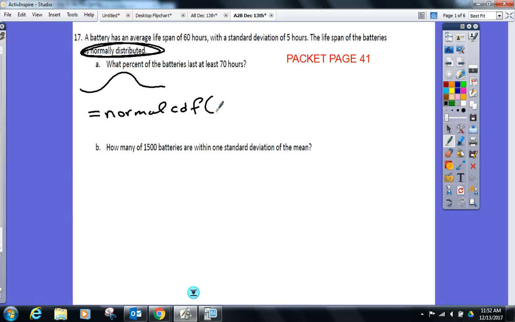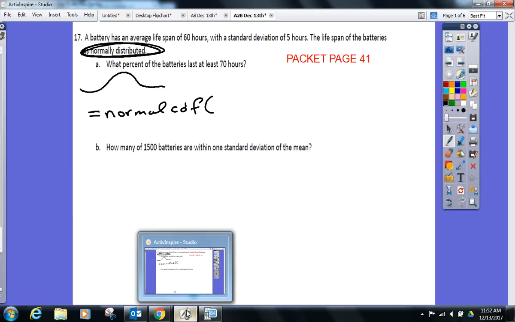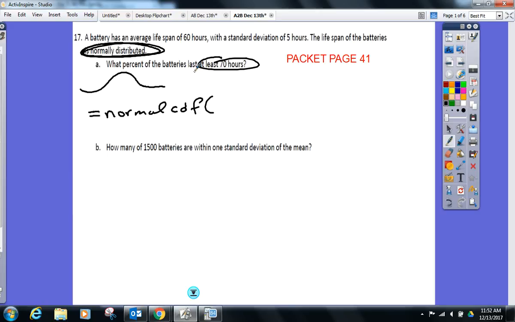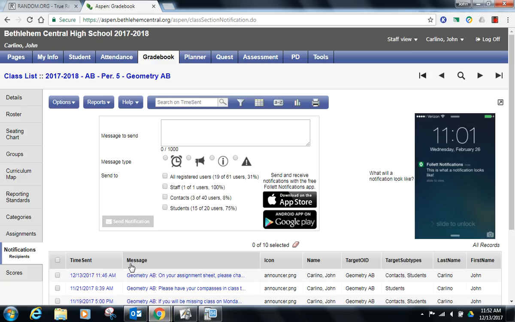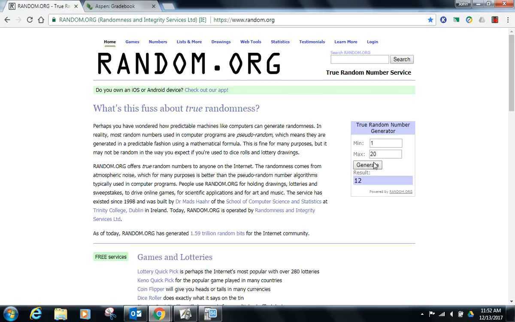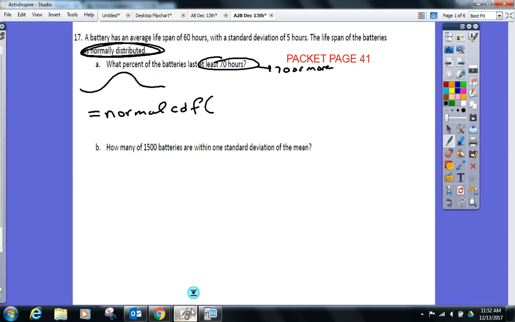Okay, what's my lower now? Help me fill it in here. First of all, before you help me fill it in, what's at least 70 mean to you guys? At least 70. 70 or more. Okay, just making sure we're clear there. That's 70 or more. If I want 70 or more, what's my lower bound? 70 or more. It doesn't tell me where to end. Anybody remember where I put in for my ending one then? 1E99.